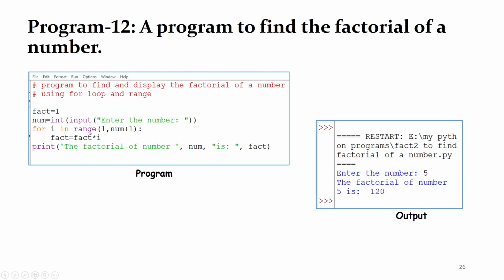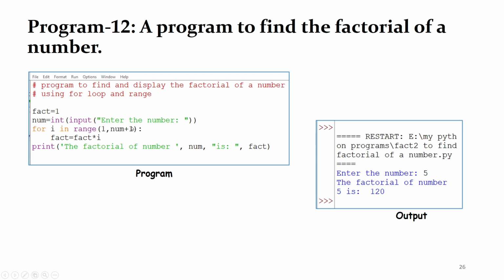For i in range 1, this is my starting value, 1, and num plus 1. This will go till num plus 1, because I need to multiply the numbers up to num, so I am putting num plus 1 here. Fact equals fact into i.